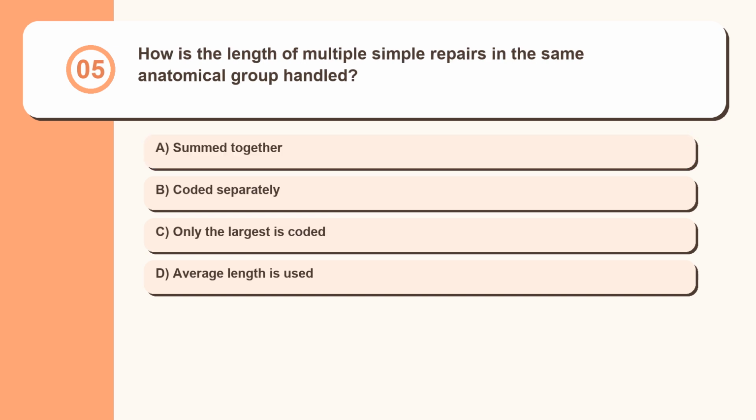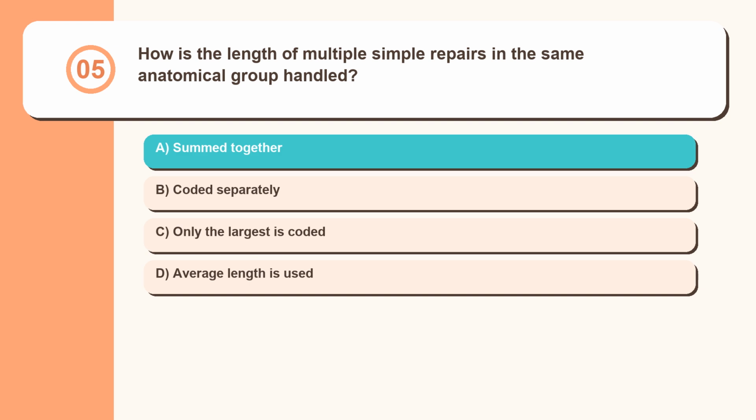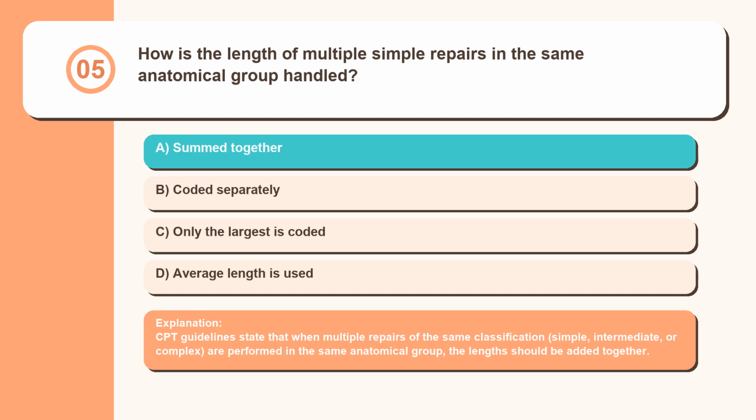Question 5. How is the length of multiple simple repairs in the same anatomical group handled? Summed together, coded separately, only the largest is coded, or average length is used. CPT guidelines state that when multiple repairs of the same classification, simple, intermediate, or complex, are performed in the same anatomical group, the lengths should be added together.